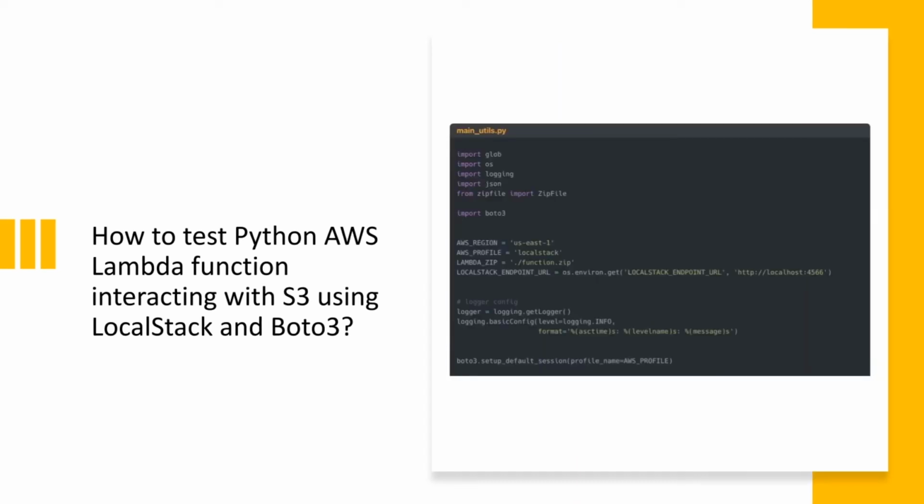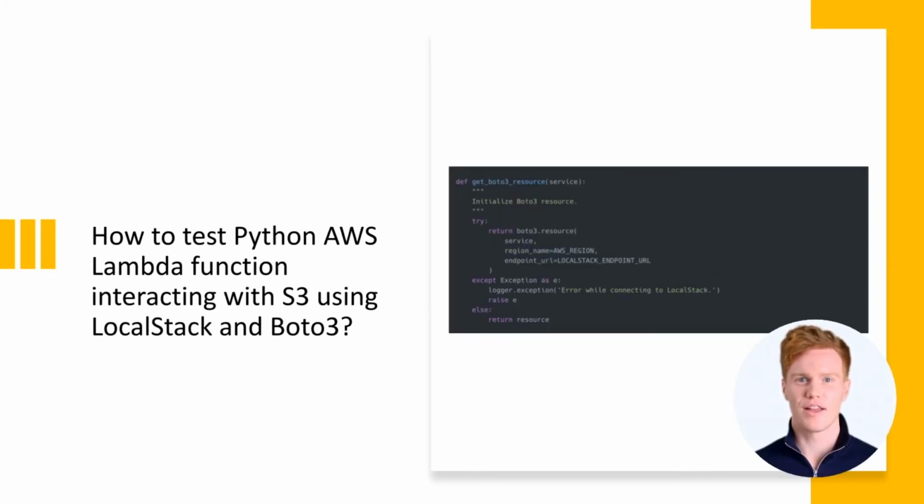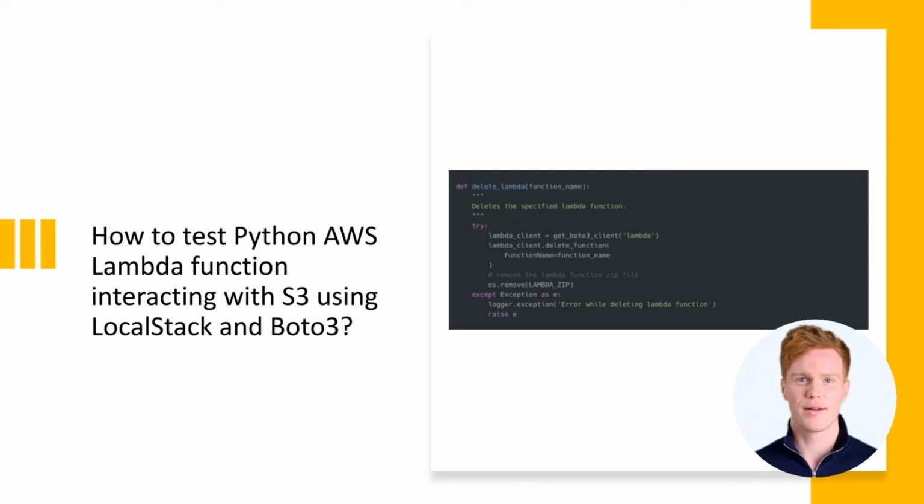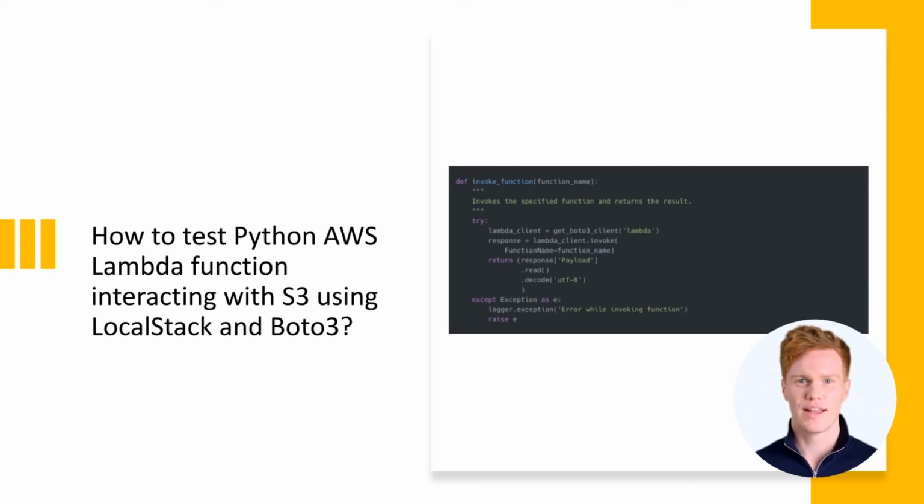Now, let's make some changes to our main utils file. Imports, common variables, and Boto default session setup method remain unchanged. We'll add the Boto3 resource setup method to simplify S3 operations in methods we'll share in a moment. We added support for key-named arguments to the createLambda method to have the ability to pass them to the create function Boto3 client method. We'll use this feature when we deploy Lambda code to the local stack with additional environment variables. The deleteLambda method remains unchanged. The Lambda invocation method will stay untouched too.